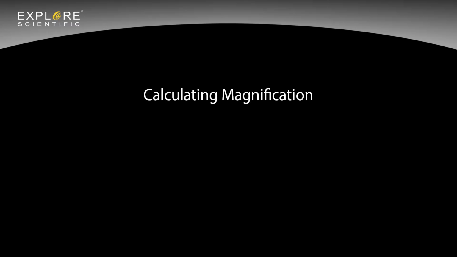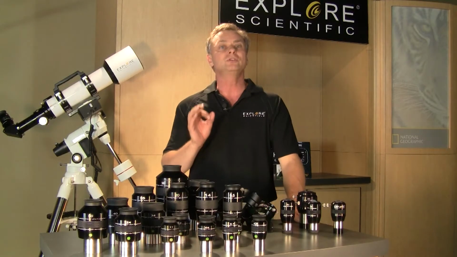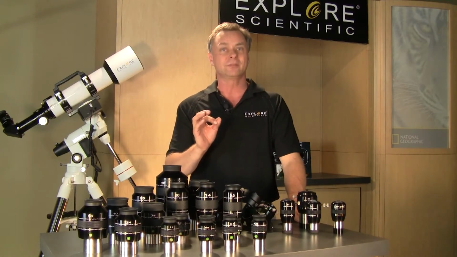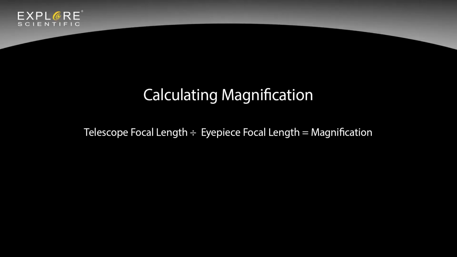This is how we calculate magnification. What you do is you take the telescope focal length, usually in millimeters, divided by the eyepiece focal length, also in millimeters, and that will equal magnification. Or you can take the telescope aperture in millimeters and divide it by the exit pupil in millimeters, and that will also equal the magnification.